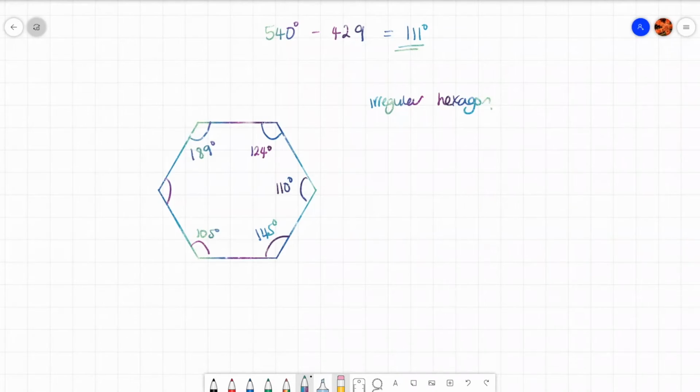Yep, okay, right. So I've got a 6-sided shape. I'm going to subtract 2 to get the number of triangles, which is 4. Then I'm going to times by 180 to work out the total, which is 720 degrees. So all the angles would add up to 720 degrees. Now we need to work out the missing angle.